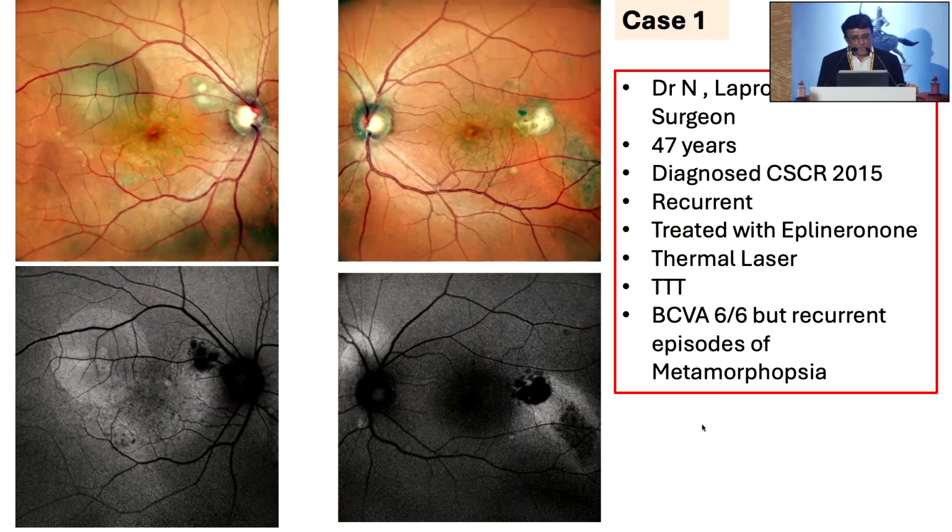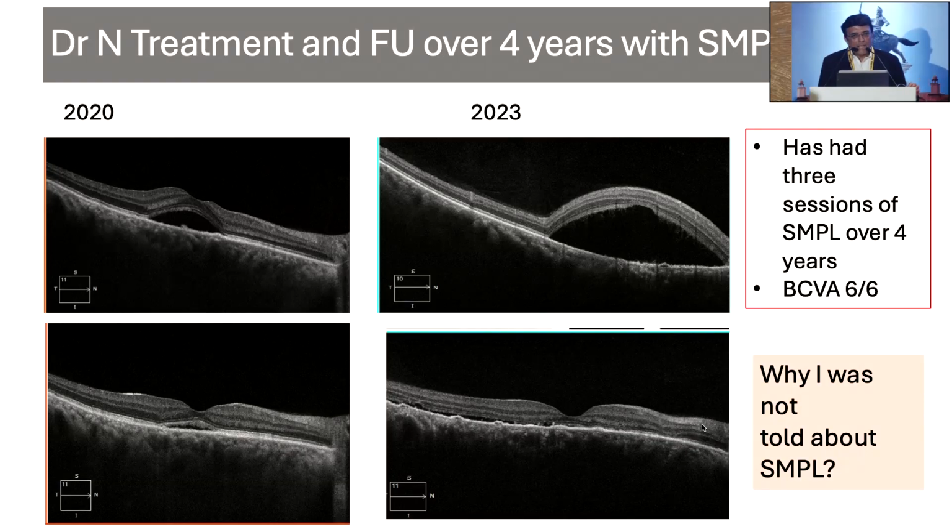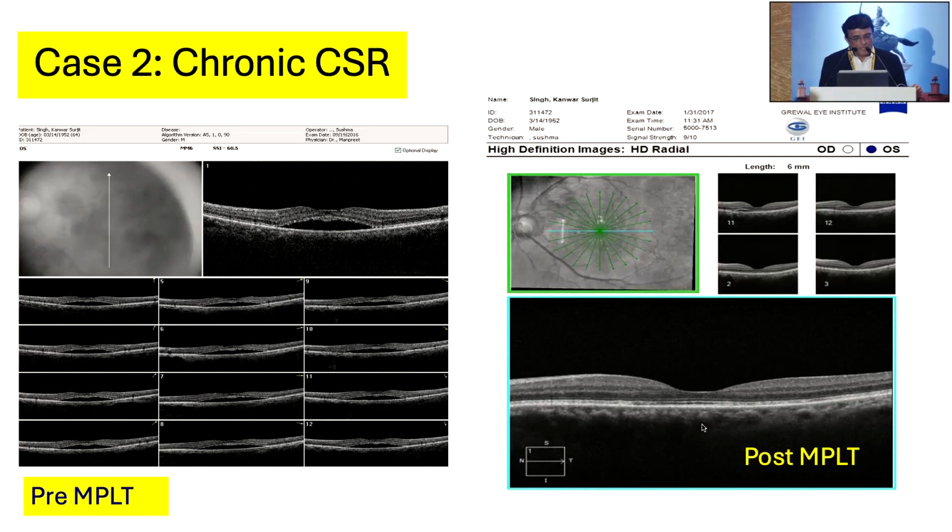So this was a patient who was a laparoscopic surgeon who had been treated with apneiron, had been treated with thermal laser, had been treated with TTT, and he came to me with CSCR. He was 6'6", but had recurrent episodes with metamorphopsia. I've been following him up for almost 5 years now. He has had multiple episodes and he is doing well with subthreshold micropulse laser. And he asked me, why was I not referred to you earlier for micropulse laser? So this is what I'm saying. You must give them the option and find out who is doing micropulse laser, because patients may start asking you this question. This is another patient of chronic CSR treated with micropulse laser, did well.